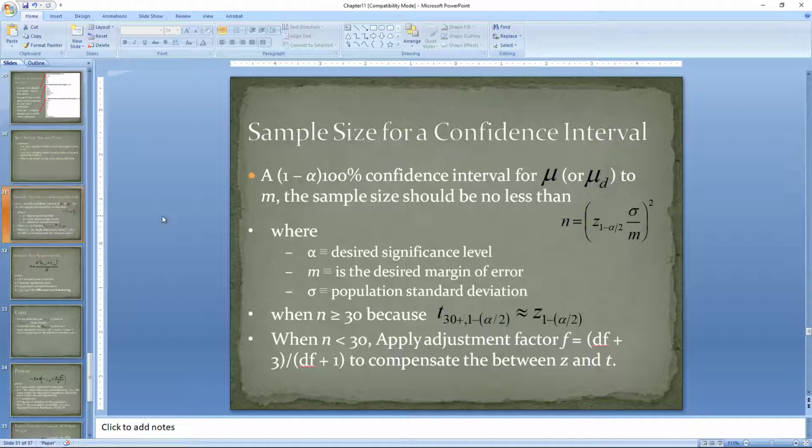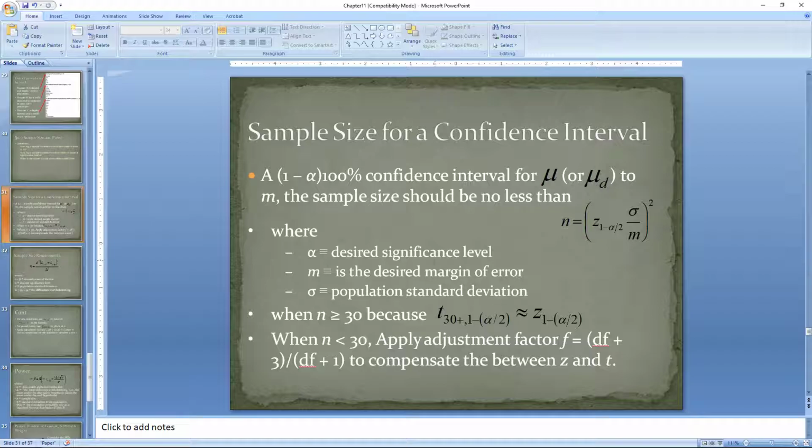To calculate a sample size for confidence intervals, we would take our 1 minus alpha at 100% confidence, whatever confidence interval we're looking for. For mu, the sample size should be no less than, and this is the equation we would use to find out how big our sample size is needed for a certain confidence level: n equals z of 1 minus alpha over 2 times the standard deviation, or sigma, divided by m, our margin of error, squared.